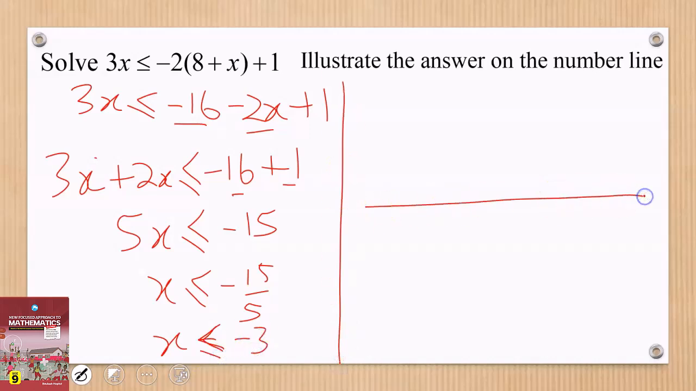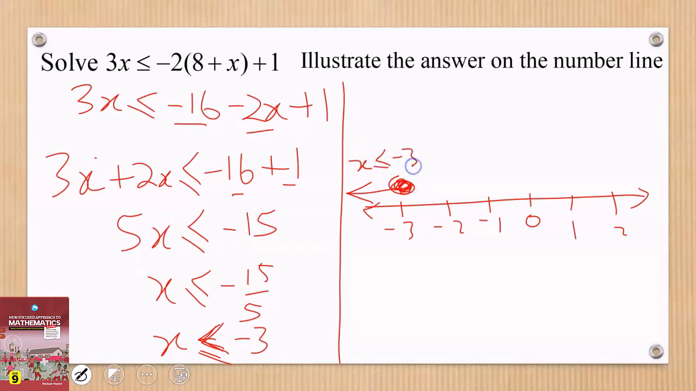Now, if that is the case, and we have, let's say 0 here, we can have here to be neg 1, neg 2, neg 3. That's our number line. We can have 1 and 2. Now, according to the answer, x is less than or equal to negative 3. And negative 3 is here. And because it's less than, it will go this way. But because it's less or equal to, we'll shade this portion. Then that becomes our x less or equal to negative 3. That's how we represent the information on the number line.